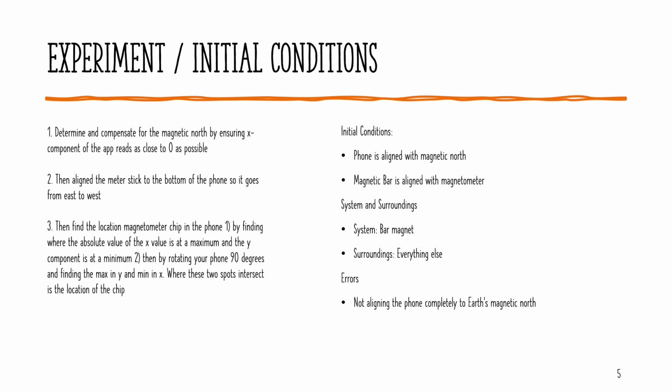Then we rotated the phone by 90 degrees and found the max in the y and the min in the x. Where these two spots intersected is the location of the magnetometer chip. The initial conditions included that the phone is aligned with the magnetic north and the bar magnet is aligned with the magnetometer. The system was the bar magnet, and the surroundings were everything else. A potential error that could have occurred is that the phone was not completely aligned with Earth's magnetic north.